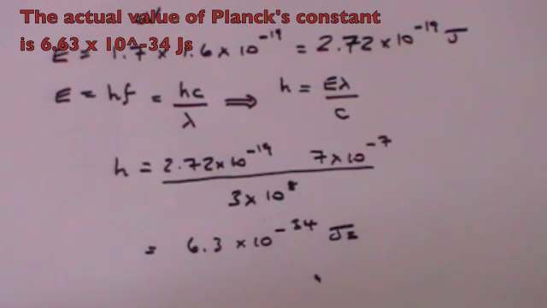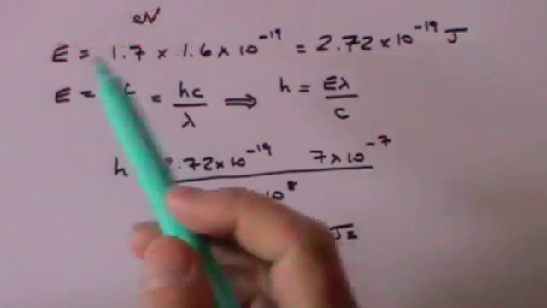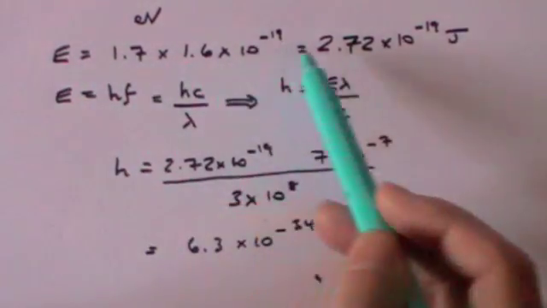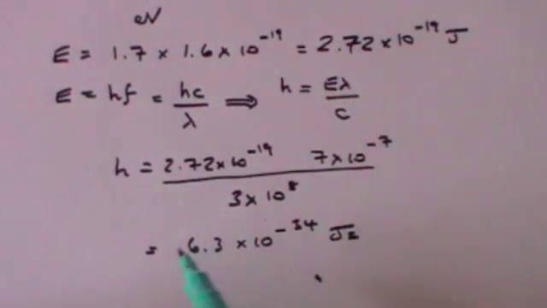So we've done the calculation for both. We've calculated the energy of the photon, that's what we were required to identify, and we've calculated Planck's constant, which we were also required to identify.